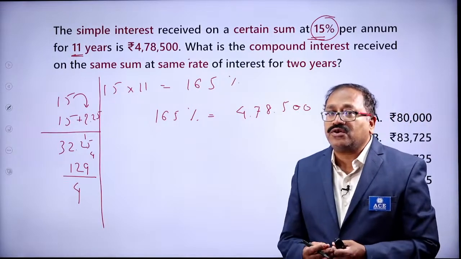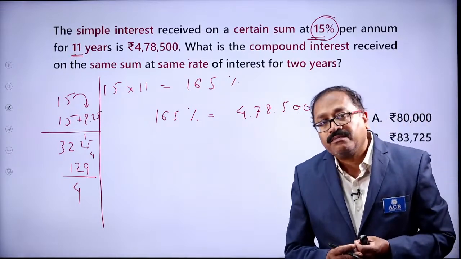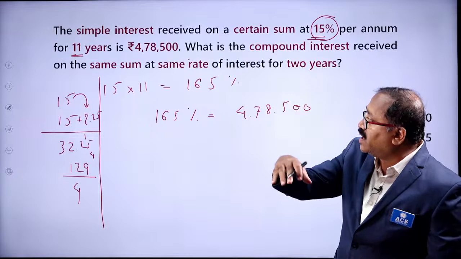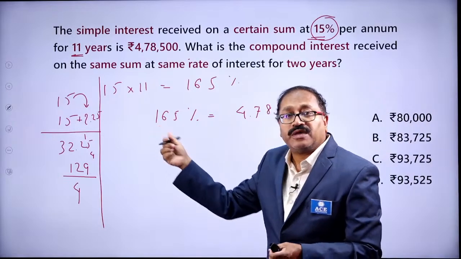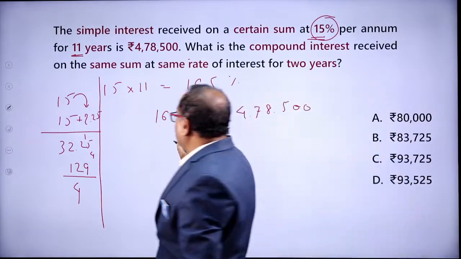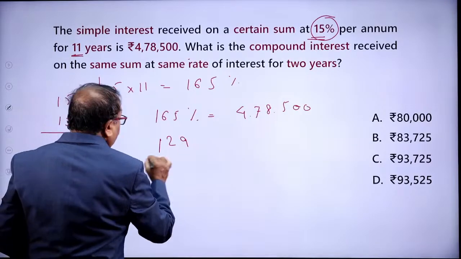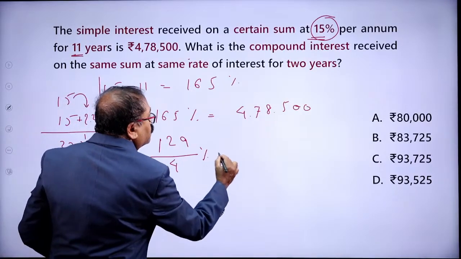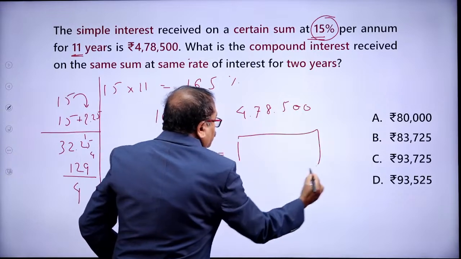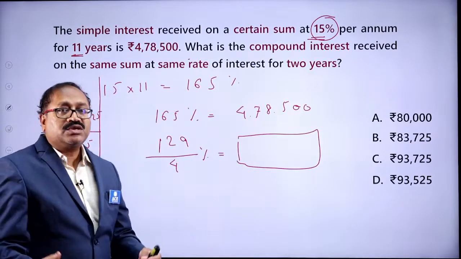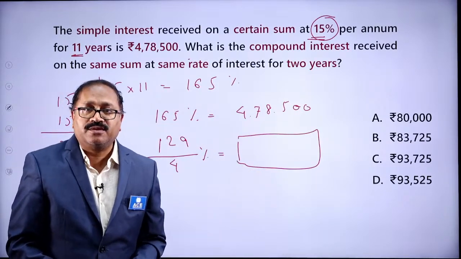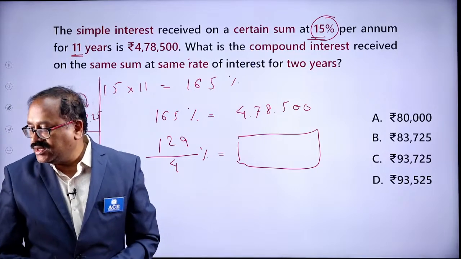So what I need to find out is 129 by 4%, whereas I know 165%. So let's find it out. 129 by 4% is equal to how much? I'm sure now some of you will be able to answer the question. Yes, try this.